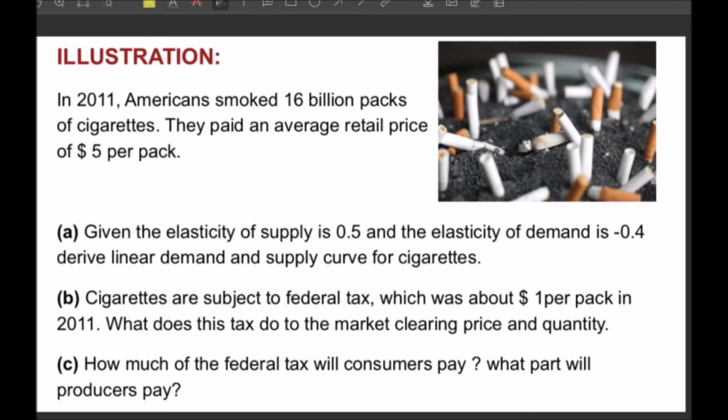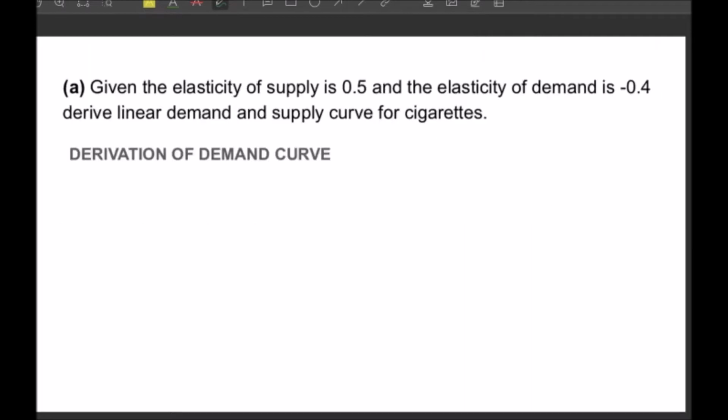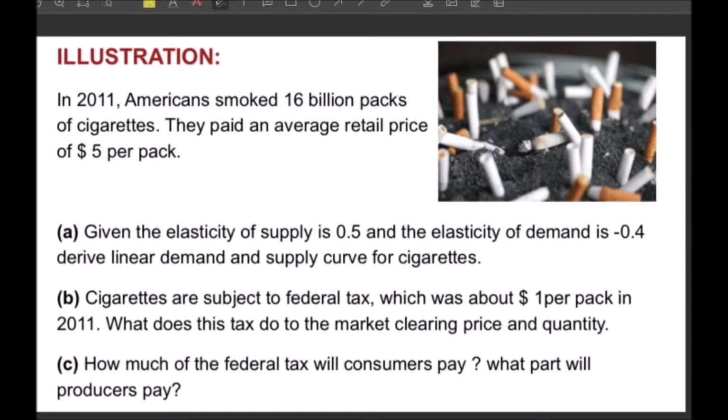The third part says, how much of the federal tax will consumers pay and what part will be paid by producers? So let's solve the first part where we have to derive linear demand and supply curve for cigarettes. We are given that the price is equal to $5 and quantity is equal to 16 billion packs. As seen in the previous slide, the quantity is 16 billion and the price per pack is $5.